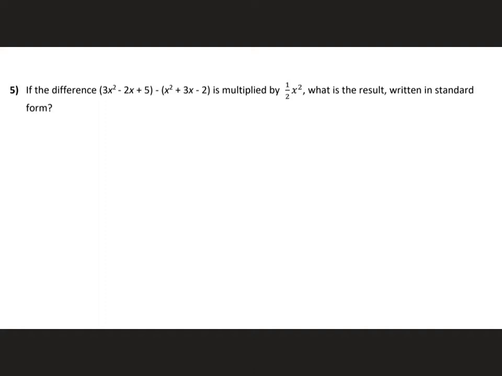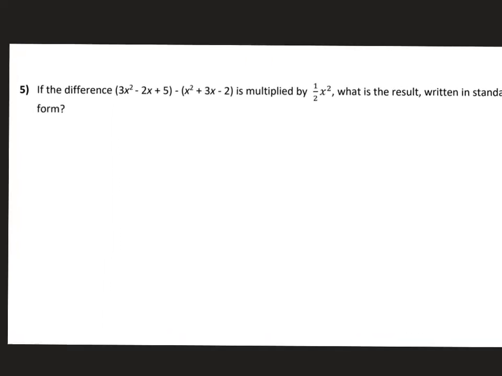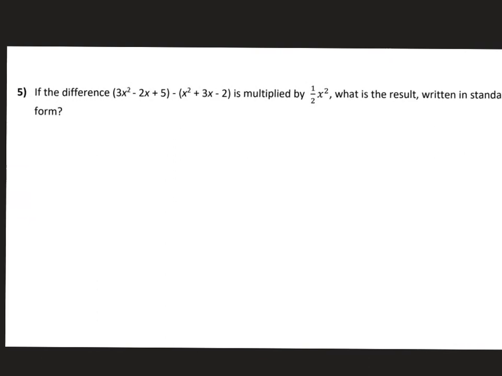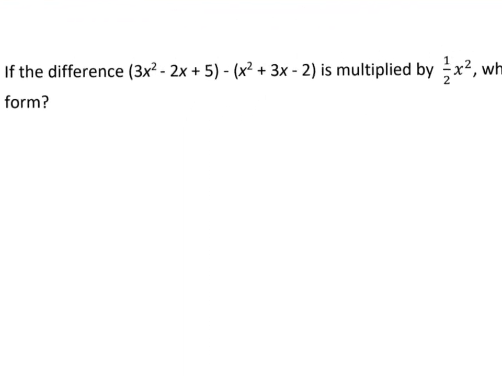Let's try the next one. If the difference 3x squared minus 2x plus 5 minus quantity x squared plus 3x minus 2 is multiplied by 1/2 x squared, what is the result written in standard form? A lot of steps to do. Let's break it down, right? Let's try out the first part of the sentence, right?